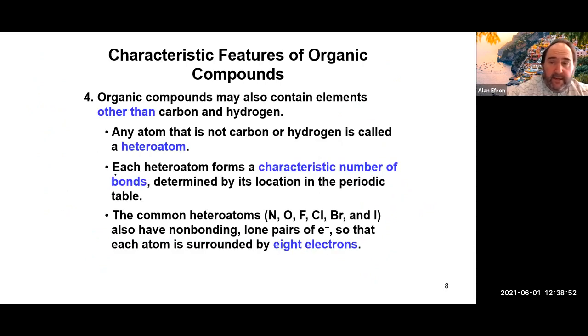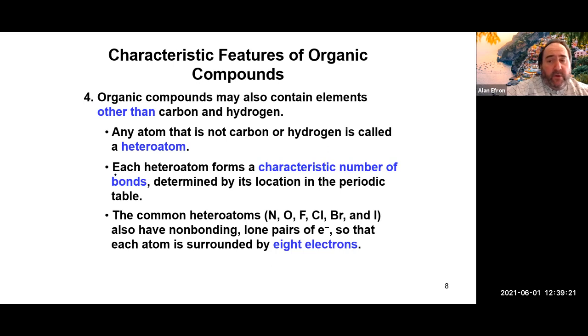Organic compounds, as I mentioned earlier, may contain other elements besides carbon and hydrogen. A lot of times some of the hydrogens get replaced along the way and we get other elements involved. Very commonly nitrogen and oxygen are involved, and a lot of times the halogens are involved. These are common elements that will make bonds in there.